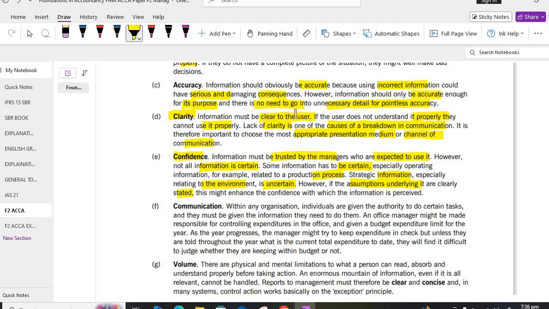So what does it mean? That if you are providing information to the manager, that information should be trusted by the manager. But not every piece of information is certain. There must be some information that is uncertain. In case of uncertainty, when you are estimating something, then you are taking assumptions. The assumptions should be clear, and when the assumptions are clearly stated, that might enhance the confidence with which the information is perceived.